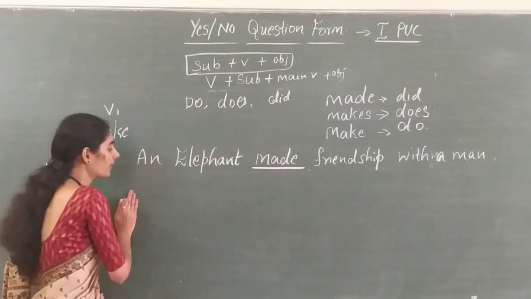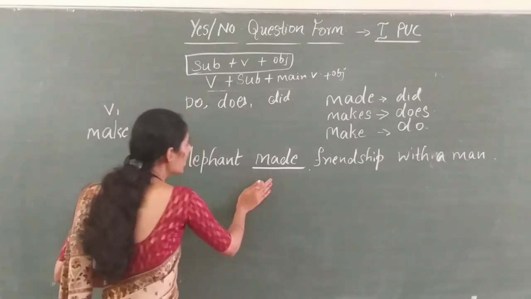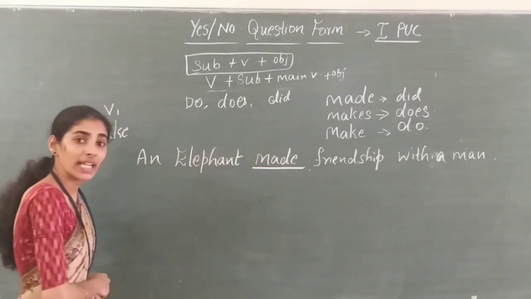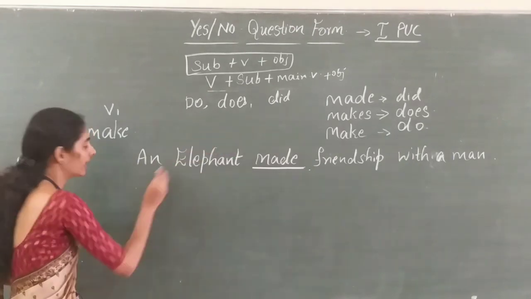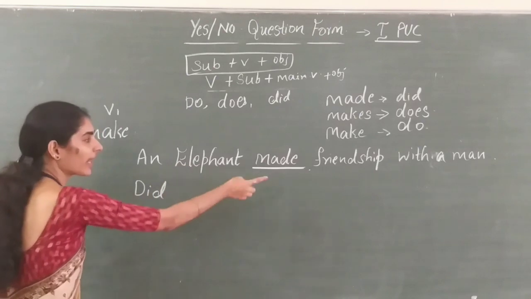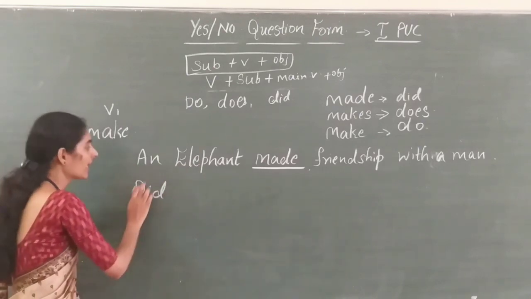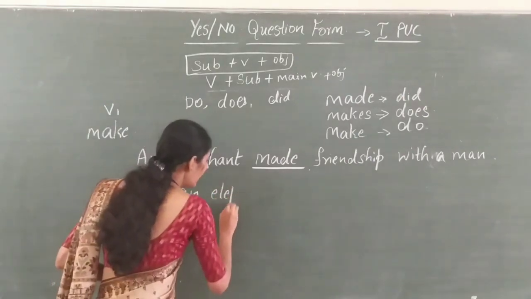So now, shall we start to frame the question? Now you have already learnt that made is in the past tense, and that is why we must write did. So now, the helping verb is did. Did. Then write the same sentence. That's it. Very simple. Did an elephant, did an elephant.